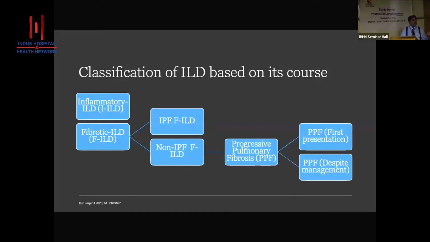This is from the European gurus of the ILDs, recently published in the consensus, so they divide the PPF. The Americans, as already mentioned, have different diagnostic criteria, which I will share, but this is the European way of classifying this, all right?